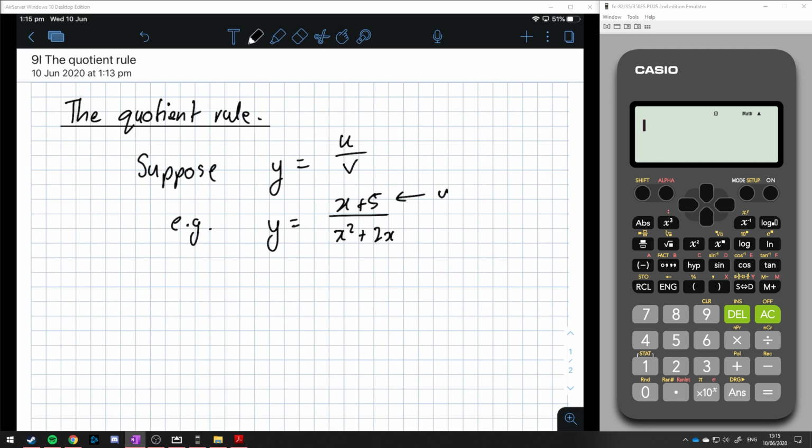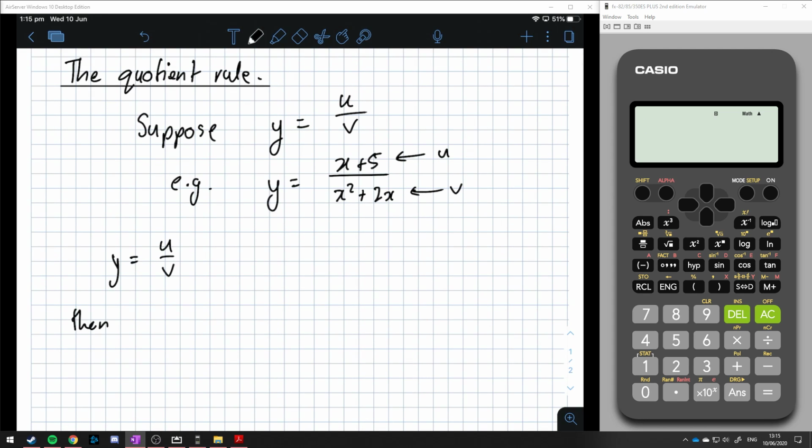So in this case, we're going to be calling this our top, our u, and our bottom, our v. So the quotient rule says that if y is equal to u over v, then dy dx is equal to, it's a fraction, and it's going to be similar to the one that we did before. We're going to start with v du dx, and then we're going to go minus u dv dx, okay? And this is all going to be over v squared. Very different to what we have been used to, and you can prove it by using the chain rule.